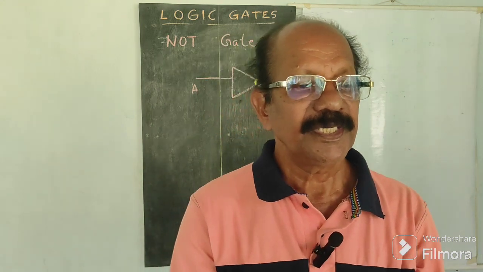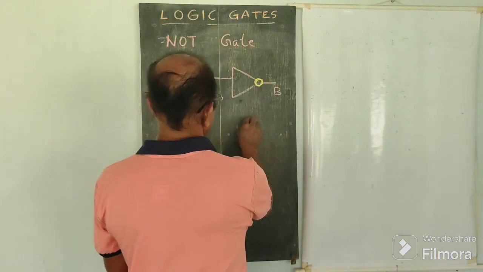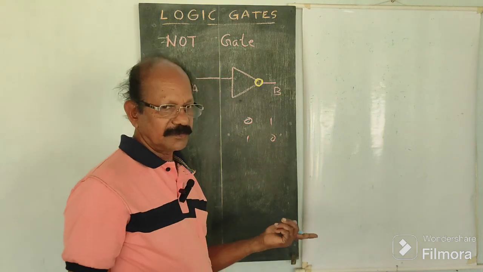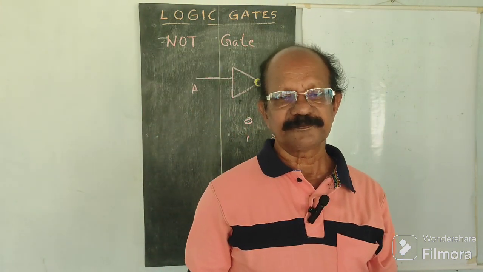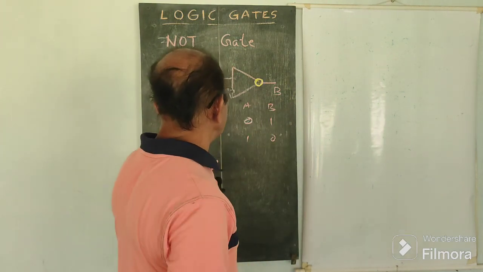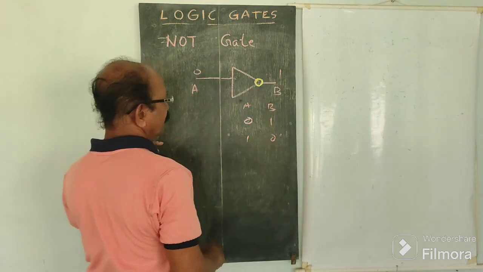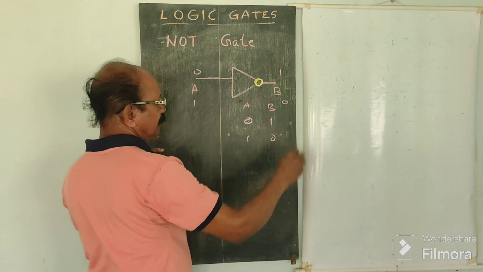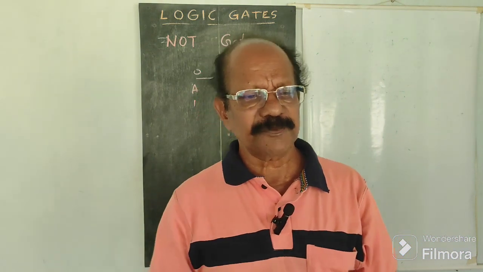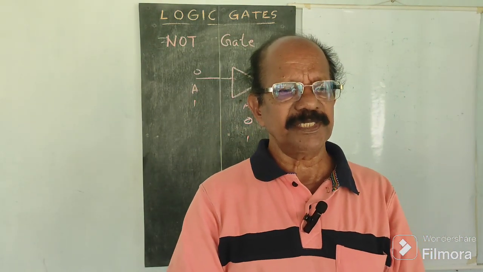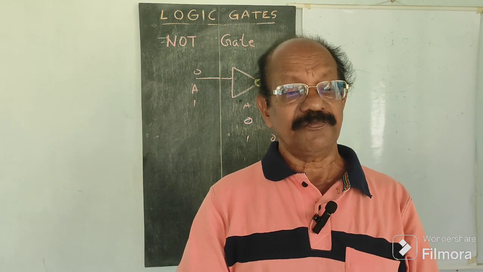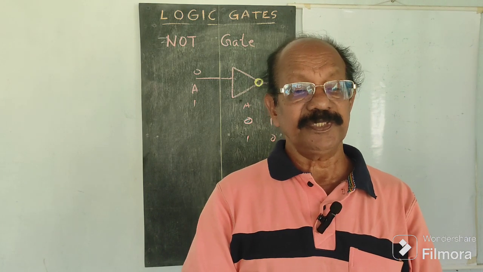The input and output are given in the truth table: 0, 1, 1, 0. We can see what is input and output. This is A, this is B. When we are giving 0, output will be 1. When we are giving 1, output will be 0. Just opposite. The schematic symbol for inversion is a small circle, and the logical symbol for inversion, negation or complementation is a bar. The bar indicates the opposite state.